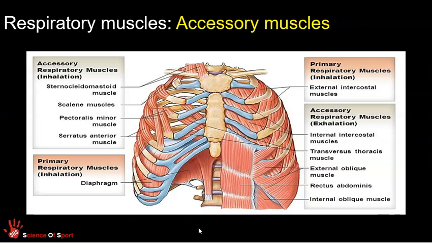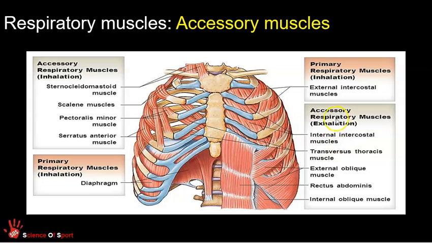Just be aware also that we have what we call accessory muscles. We have extra muscles that help us breathe in and breathe out when we're exercising, as well as our diaphragm and our intercostal muscles. So you should already know sternocleidomastoid, the scalene muscle, which is a little neck-related muscle, and pec minor. They're the main ones you might need to know.